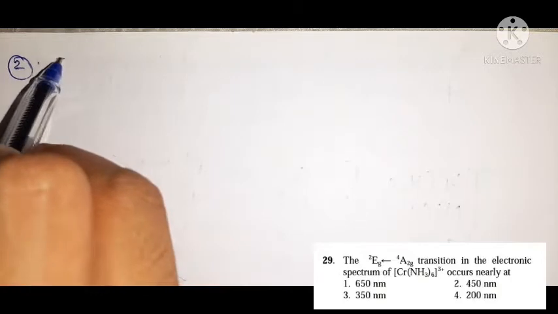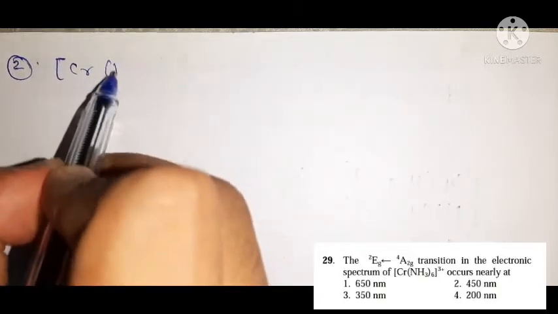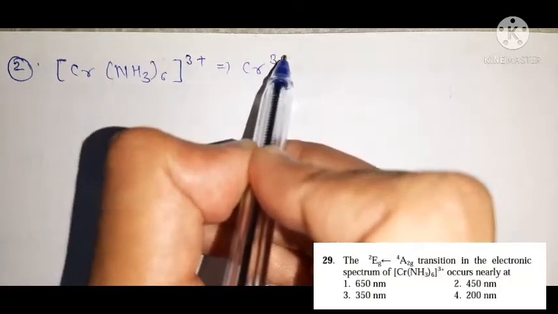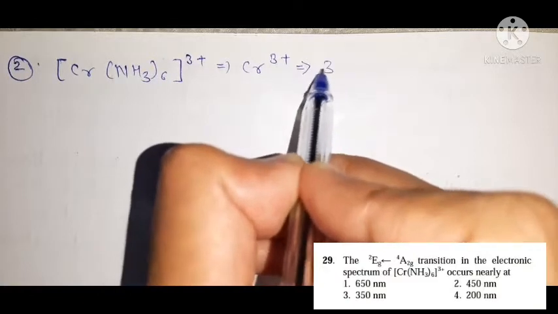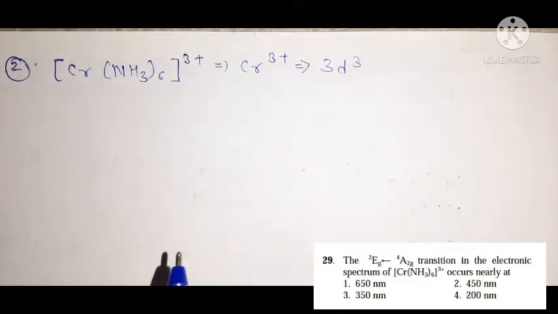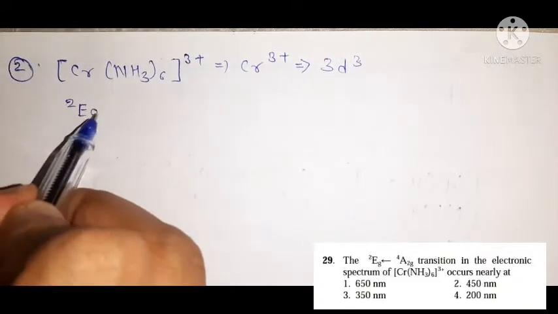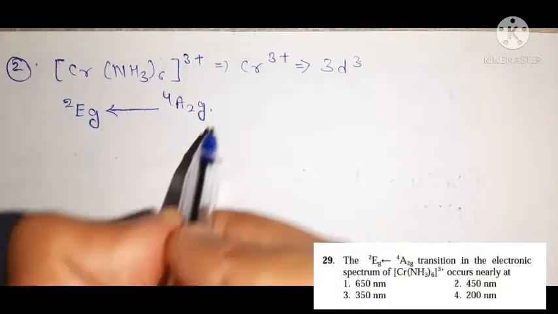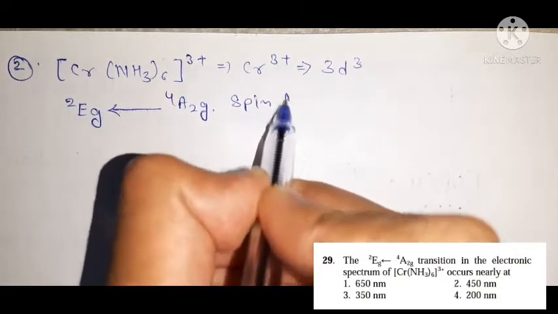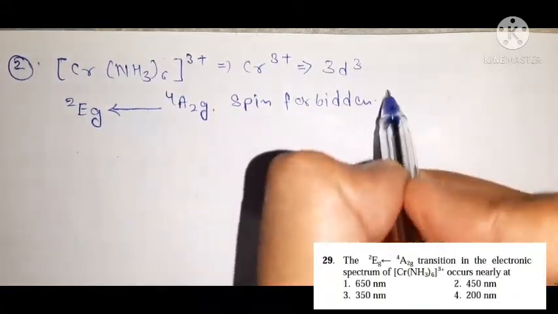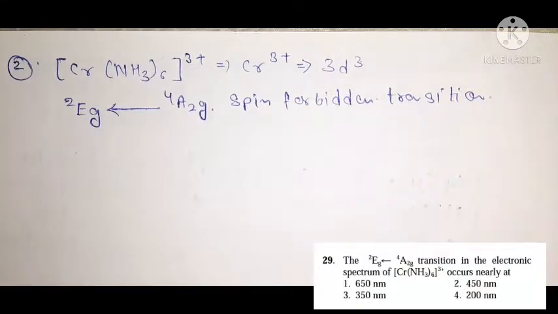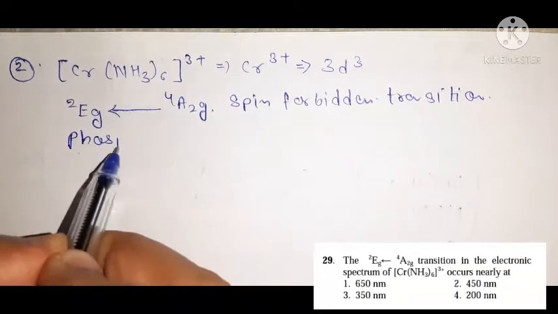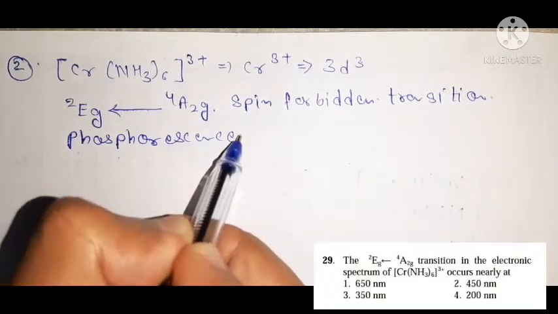Now this complex is given, an octahedral complex of chromium 3 plus. Chromium is present in the 3 plus oxidation state, and for chromium 3 plus its electronic configuration is 3d3. So this is a 3d3 system, and the given transition is from the higher 4A2g to the lower Eg. This is a spin forbidden transition which is observed in the case of 3d3 condition. And we previously discussed that this is a phosphorescence, which is shown in the case of a 3d3 system.